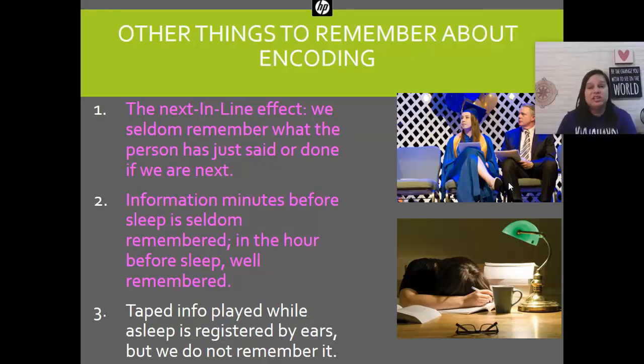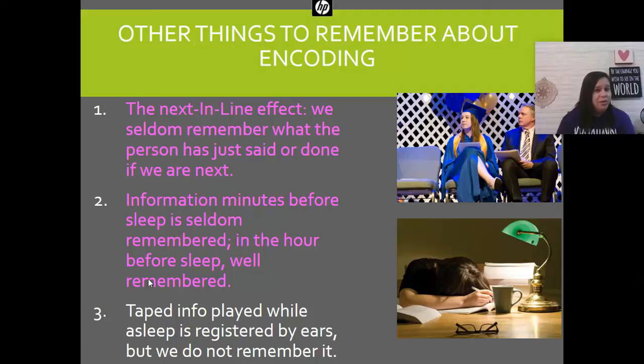So if you're studying late at night, it really makes sense to stop and do something else for a little while before you go to sleep, rather than literally studying until you fall asleep, because those last things you studied are not going to be recalled later. And then finally, the idea of playing taped or recorded information while you're asleep.